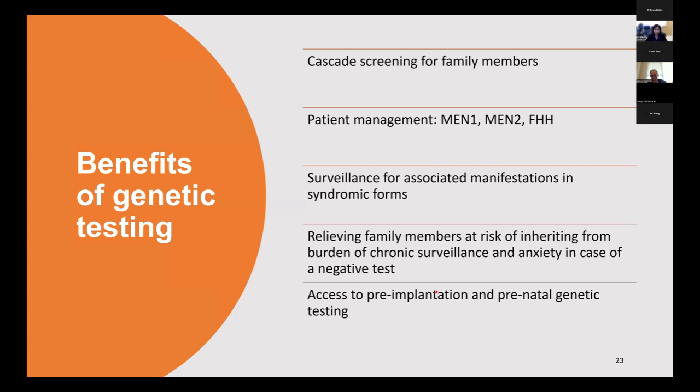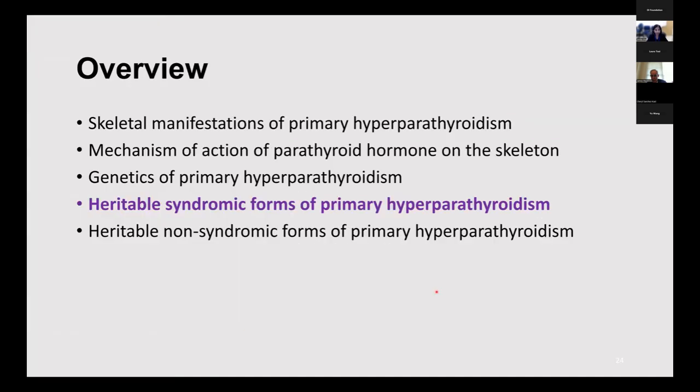And again, you can test family members, and in the case of a negative test, you relieve them of the burden of chronic surveillance with these multiple imaging studies and blood work throughout their lifetime, and the anxiety. It also provides access to pre-implantation and prenatal genetic testing for individuals with a positive genetic test who wish to do so.